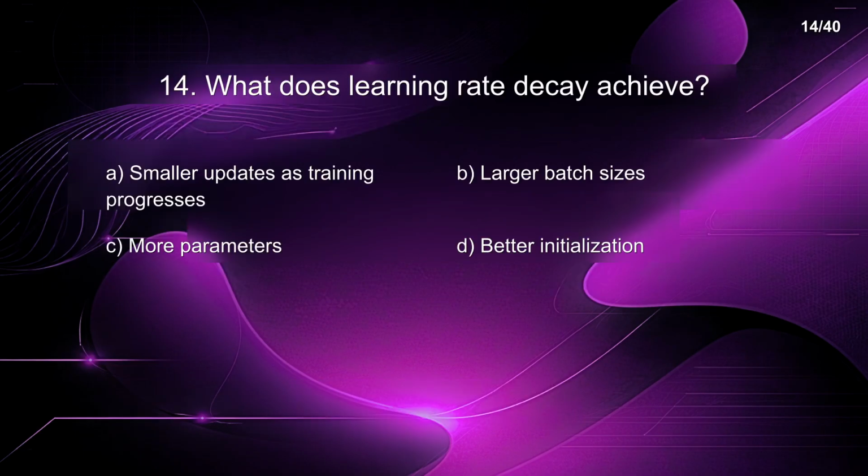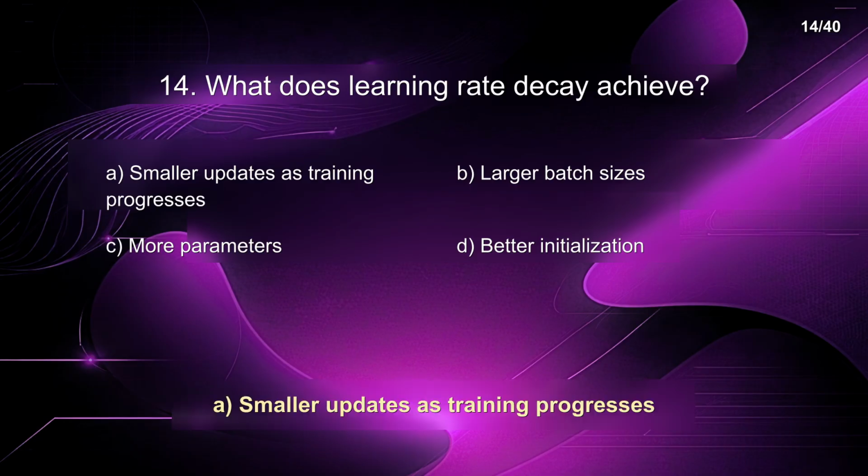14th question. What does learning rate decay achieve? A. Smaller updates as training progresses. B. Larger batch sizes. C. More parameters. D. Better initialization. Correct answer is A. Smaller updates as training progresses.